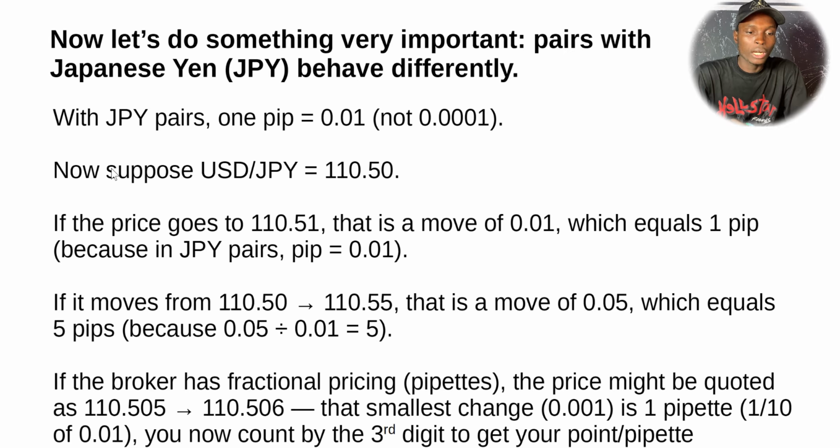All right. Now, suppose USD/JPY is equivalent to 110.50. Remember, 110.50, 2 decimal places. If the price goes to 110.51, that is a move of 0.01, because you are counting the 2 decimal places after your decimal point, which is going to give you your pip.